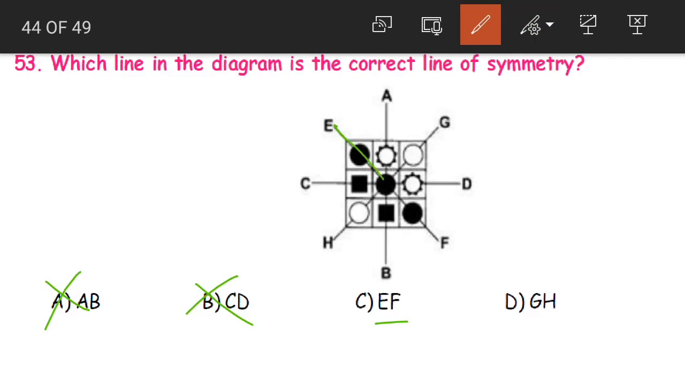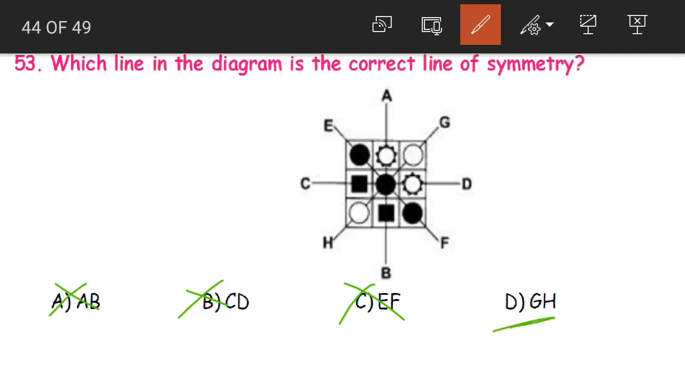EF. Let us see EF now, children. EF is also not our line of symmetry. Why? Because here we have a sun, here we are having a square, again sun and square. These two figures are different. So EF is also not our line of symmetry.